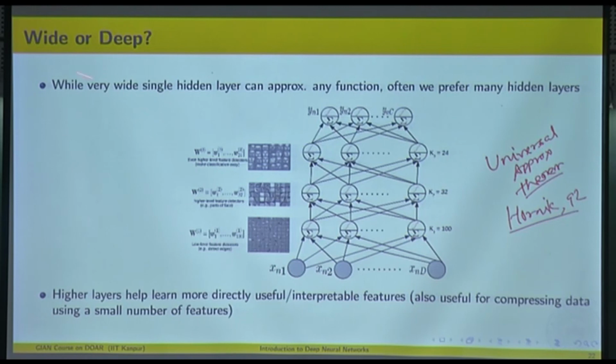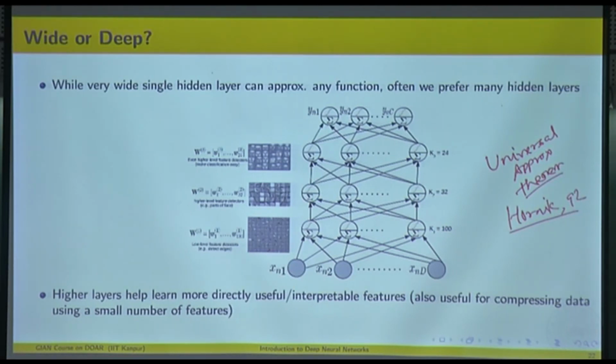But there are some benefits, which is why I have titled this slide wide versus deep. Should you go for one hidden layer with lots and lots of units, or many hidden layers with a moderate number of hidden units? Typically you prefer the latter, because it allows you to learn nice features in the data, capturing different types of properties.